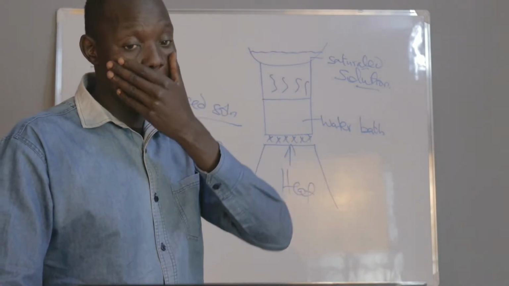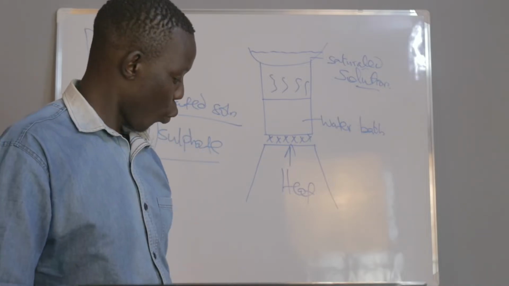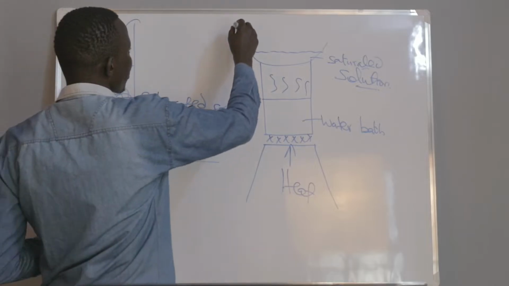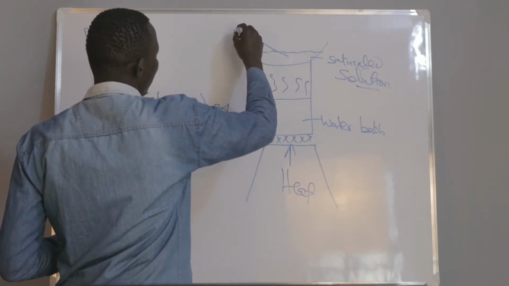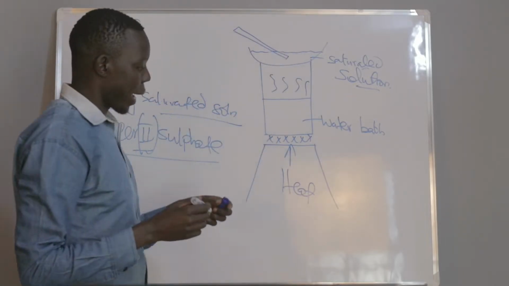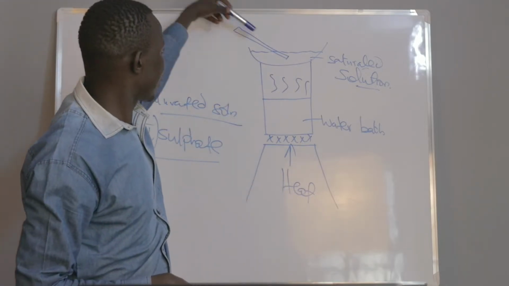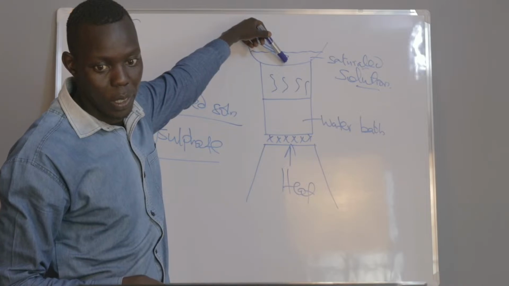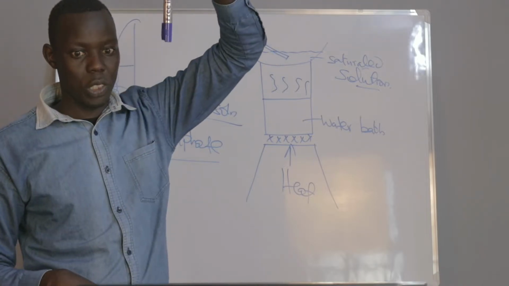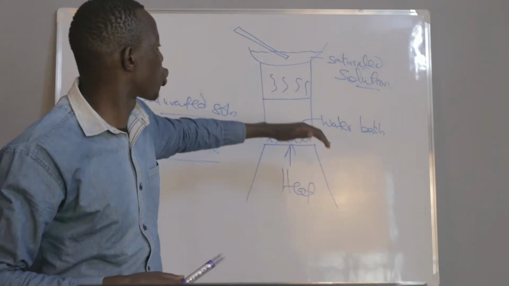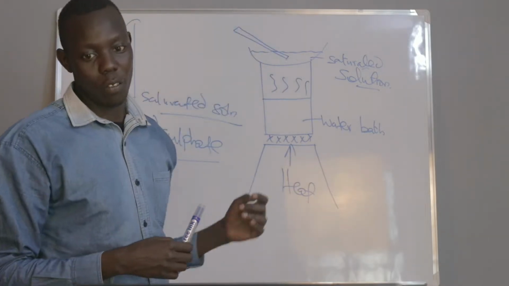Now, we don't heat the solution to dryness. We use a glass rod. You dip the glass rod into the solution, then you expose it to air this way. If crystals form on the rod, you stop heating. Now it's enough to form crystals.